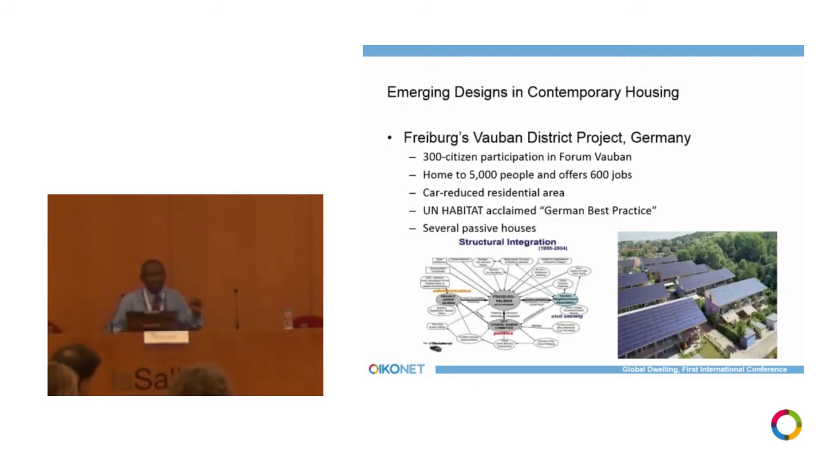So this is one of the examples that we've identified in Freiburg's district. It involved 300 volunteers participating on the project. So this is a typical community participation project. It was acclaimed by UN Habitat as one of the German best practice designs. It was completed in 1996.